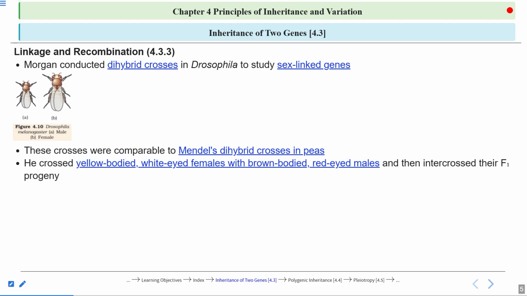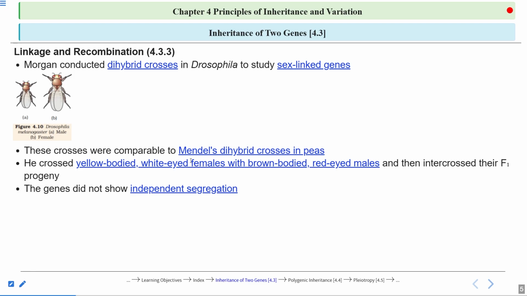So what he did was cross a yellow-bodied and white-eyed female. Here he has taken two characters: the body color, yellow-bodied, and the color of the eyes. What is a dihybrid cross? A cross between individuals that differ in two traits, and these two traits are controlled by two genes. So he crossed yellow-bodied, white-eyed females with brown-bodied, red-eyed males, and then intercrossed their F1 progeny as well.